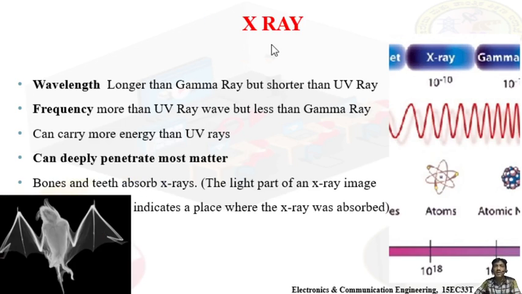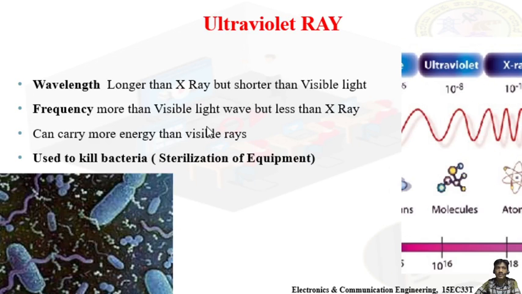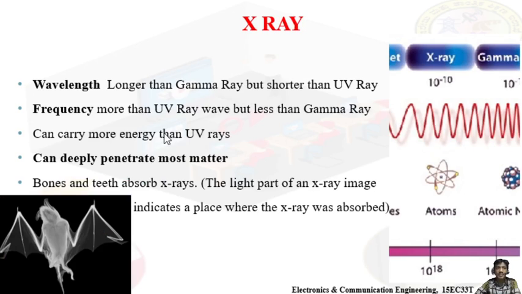The next is the X-ray. The X-ray is the electromagnetic spectrum having a wavelength longer than gamma rays but shorter than UV rays, and a frequency more than UV rays but less than gamma rays. Compared to UV rays, the X-ray can carry more energy and can deeply penetrate most matter.